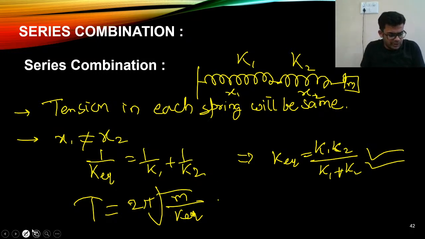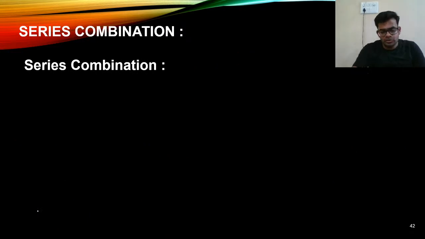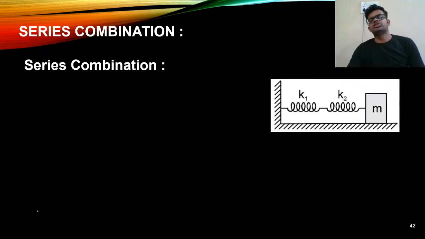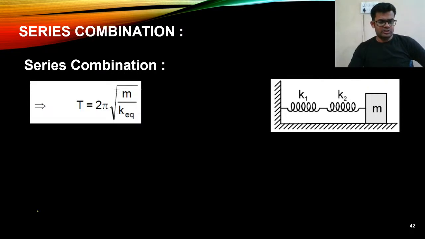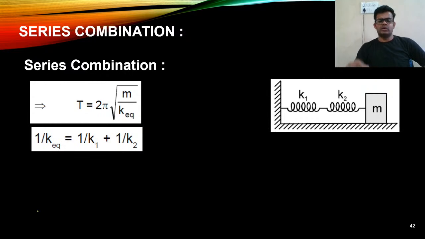So I'm going to delete it. Just a minute. So what you need to do is just use this formula. Series combination: tension will be the same, extension will be different. Now, what is the formula of time period? T is equal to 2 pi root of m upon k equivalent. What is the value of k equivalent? 1 by k equivalent is equal to 1 by k1 plus 1 by k2. That's all. So finally, these are the things you need to remember.